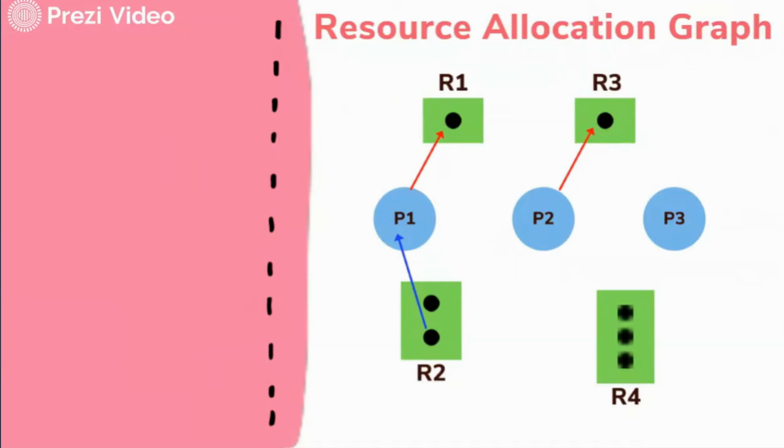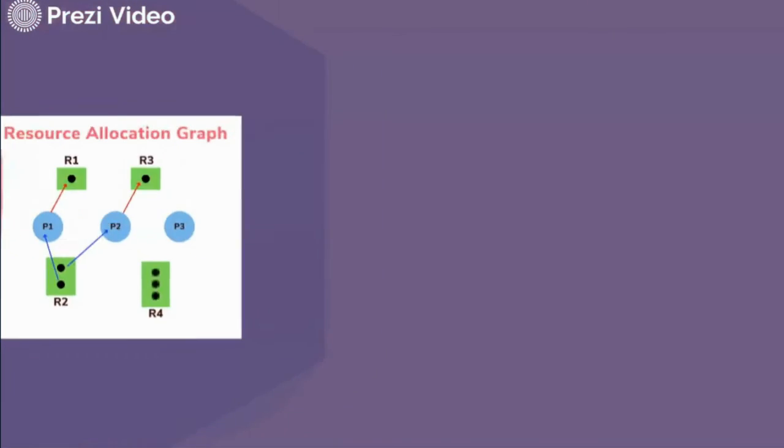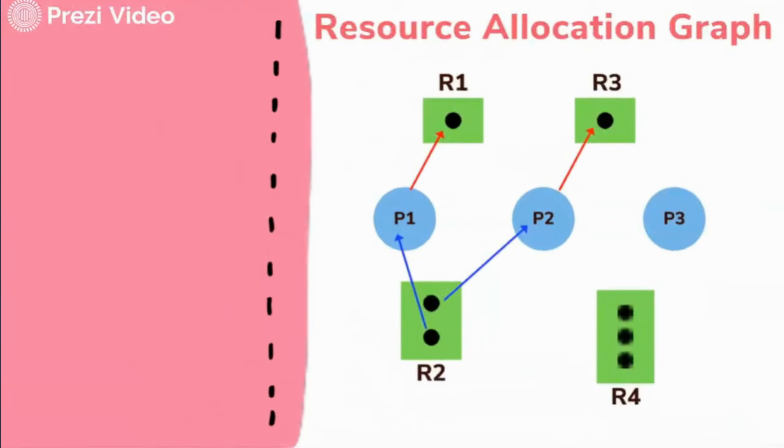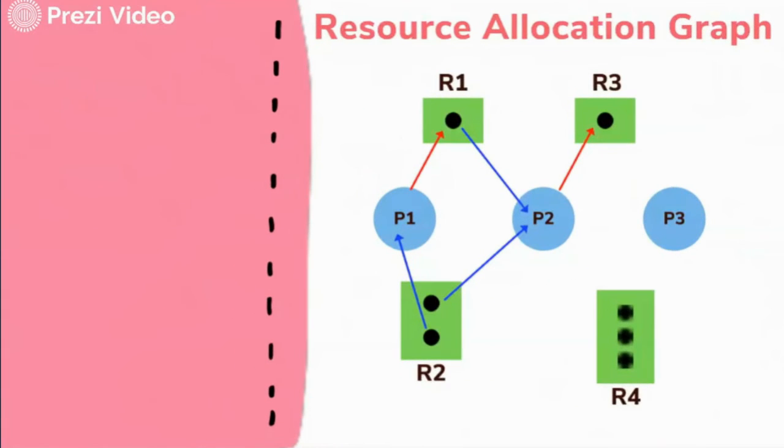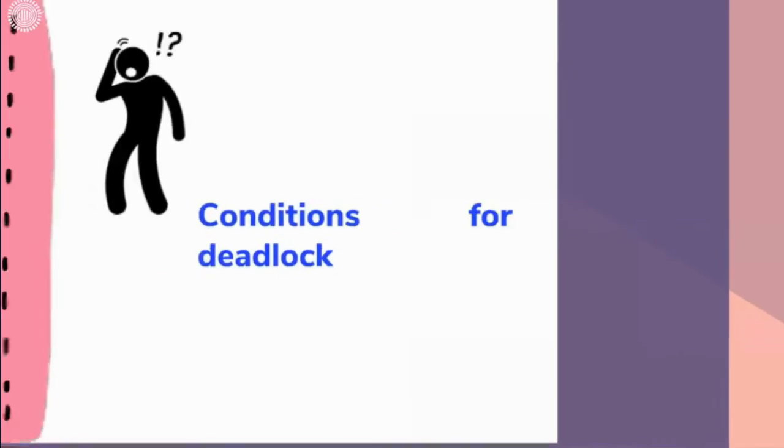Also, the resource type R2 is assigned to P1 and assigned to P2. It means that of the two instances of R2, one has been assigned to P1 and the other one is assigned to P2. Now we can see that the resource type R1 is assigned to P2. In the same way, R3 is assigned to P3.